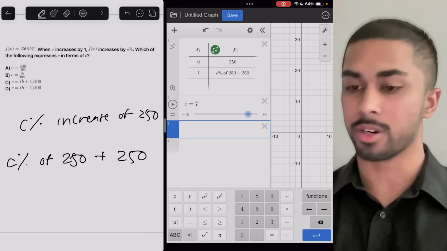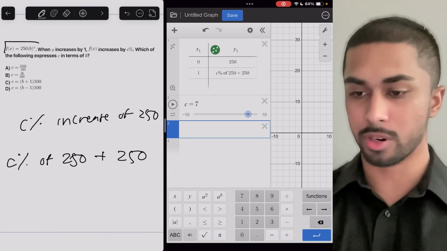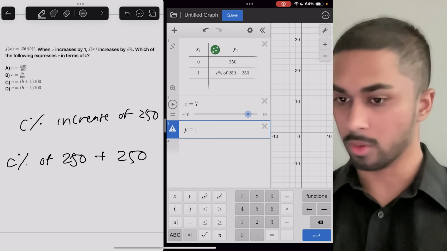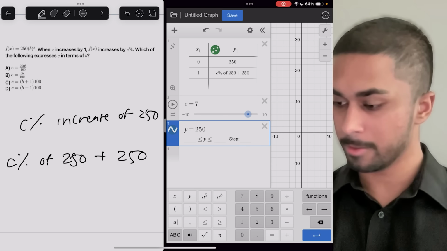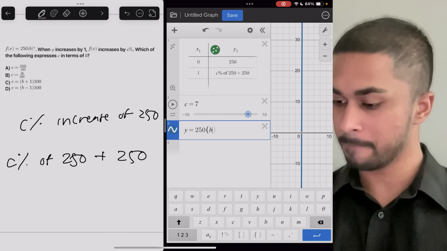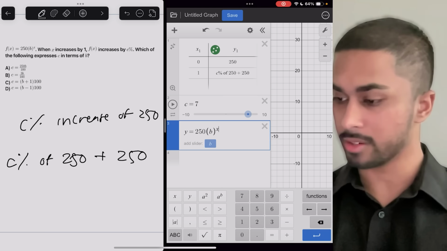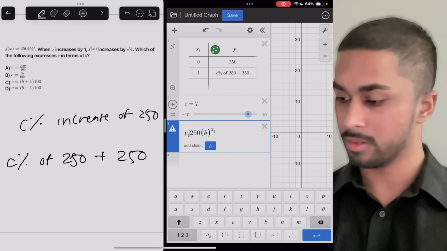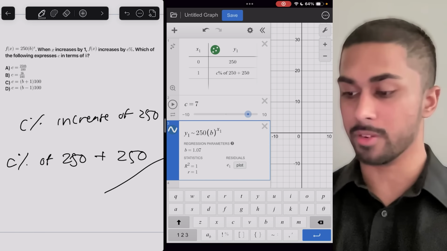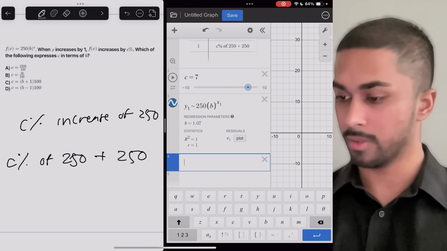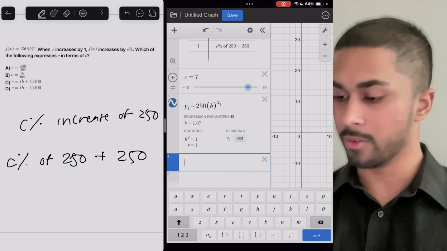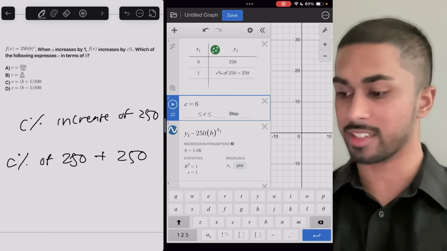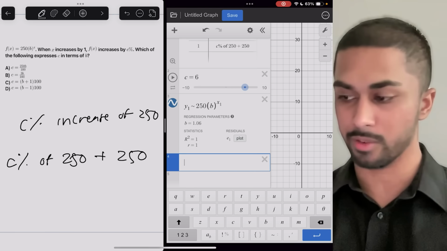From here, just add your custom regression. So this was your equation, right? Instead of f of x, we're going to write y equals 250 times b to the power of x. Just make this x1, make this y1, tilde. And it solves for b for you. Perfect. Since it solved for b for you, and since you've defined what c is, let's say c is 6. I'm going to show you that this works for any value of c that you set.